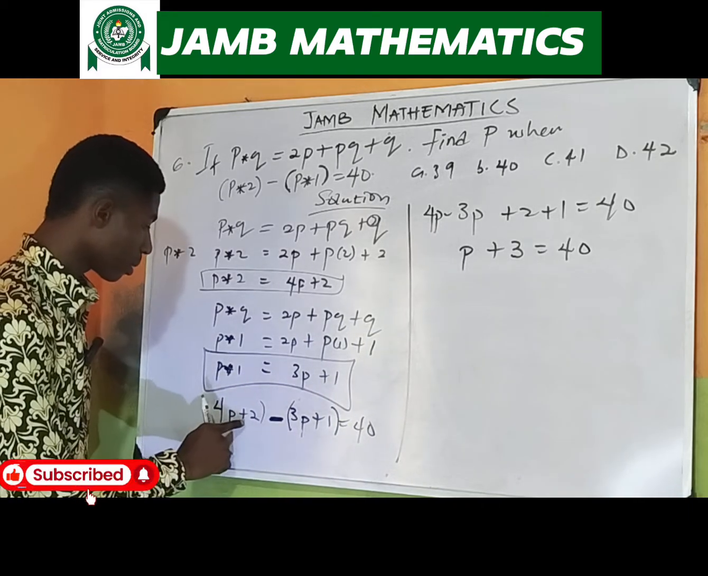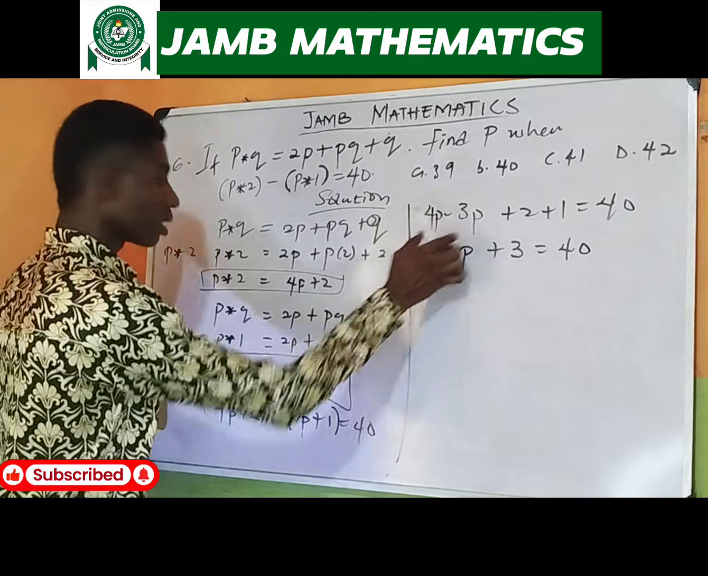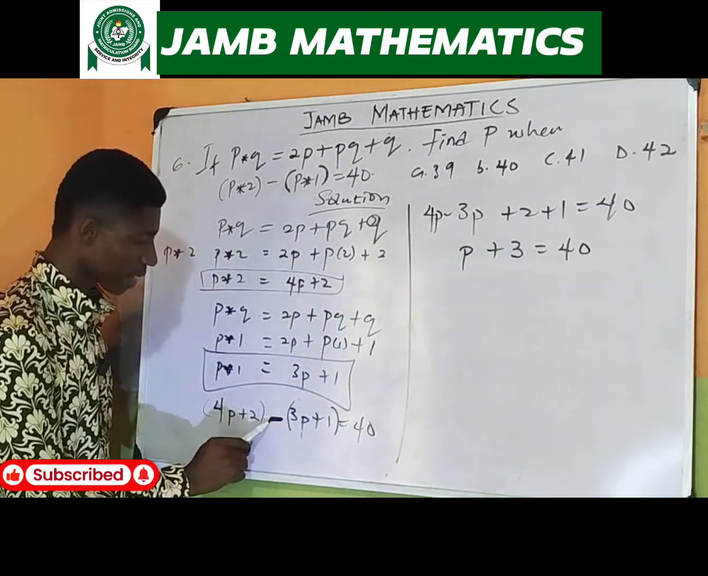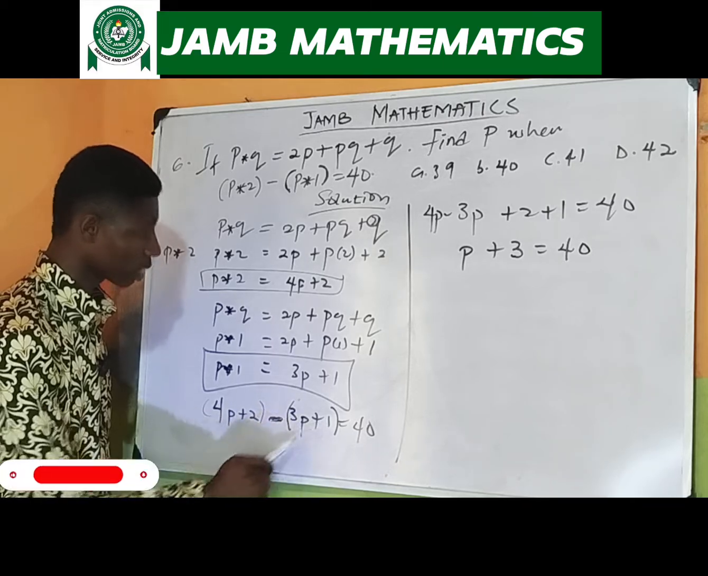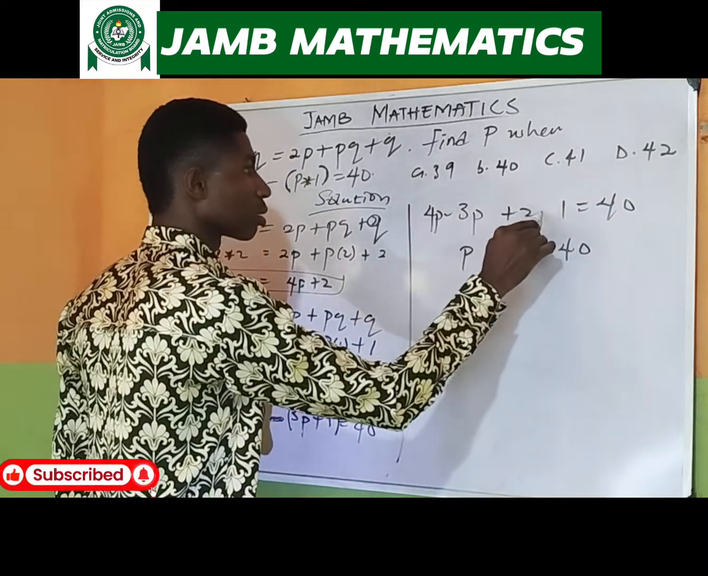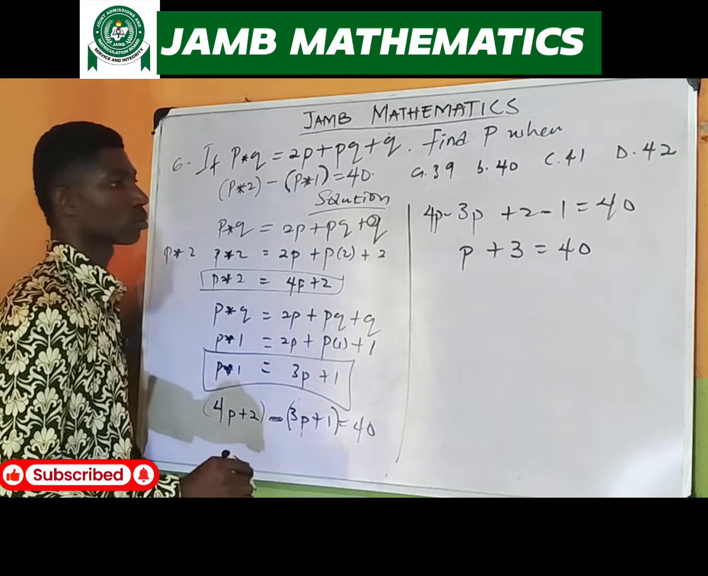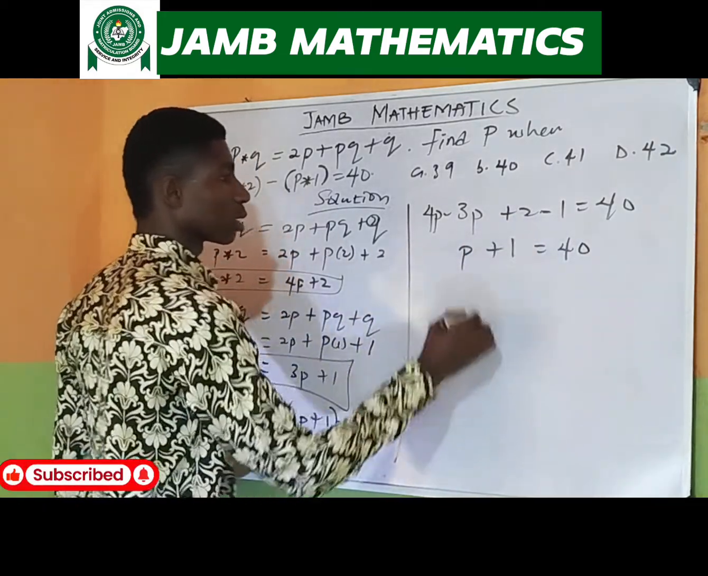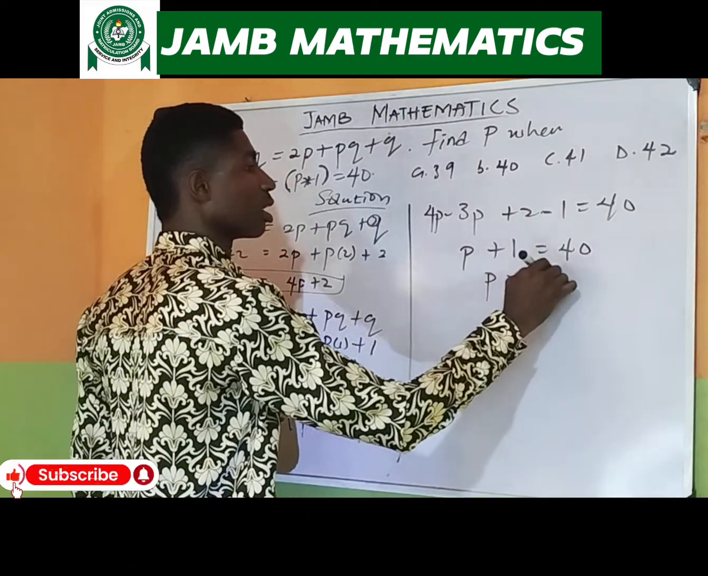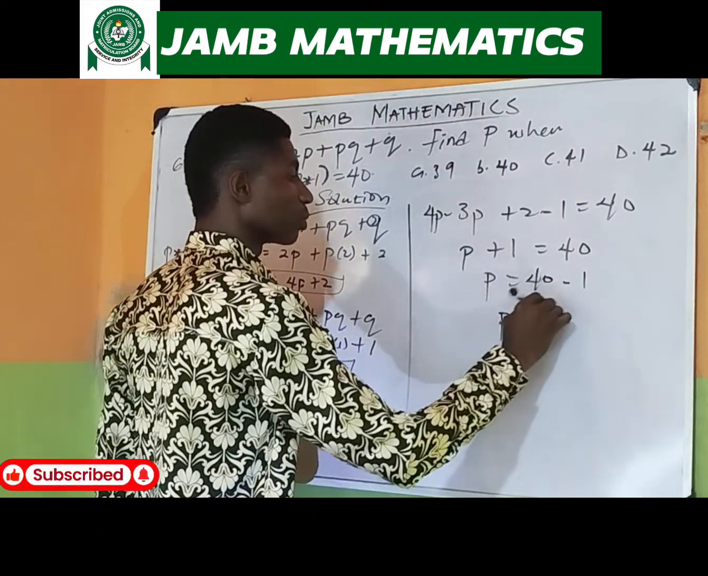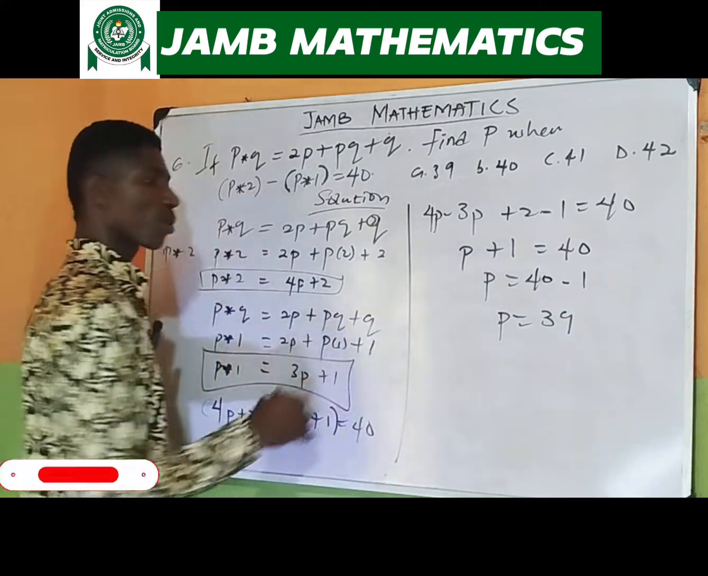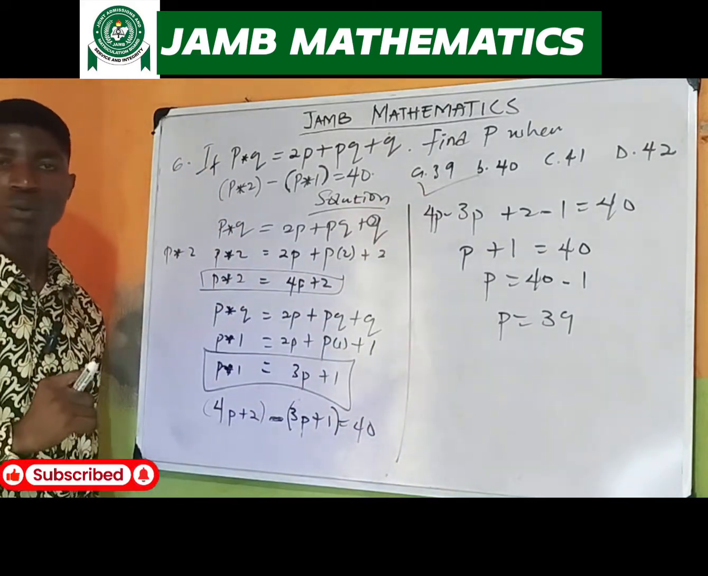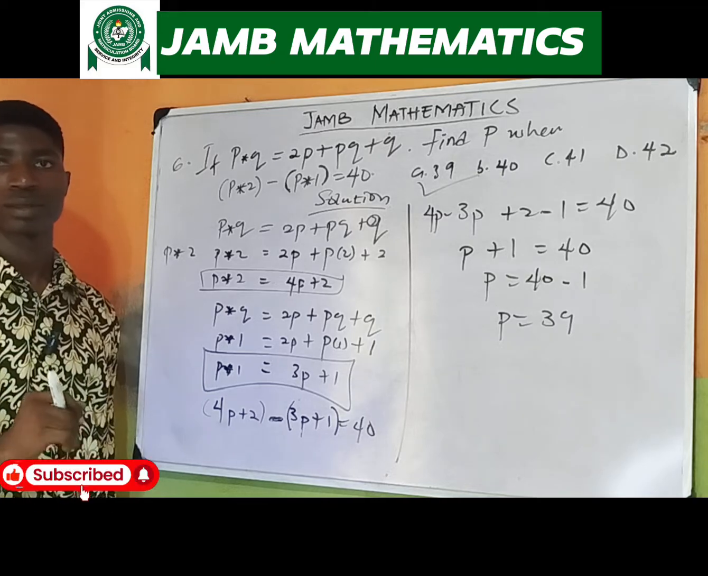So 4P minus 3P is here, plus 2, minus 1, because minus 1 times plus 1 is minus 1. Hence we have 2 minus 1 is 1. So P is equal to 40 minus 1, P is equal to 39. So option A is correct. So we must be careful with the use of brackets.